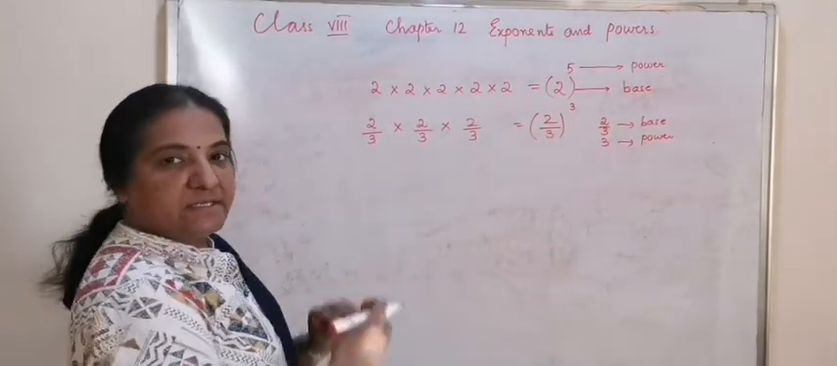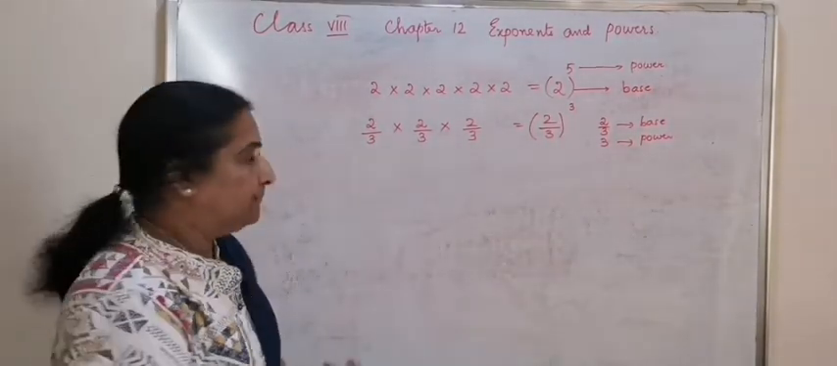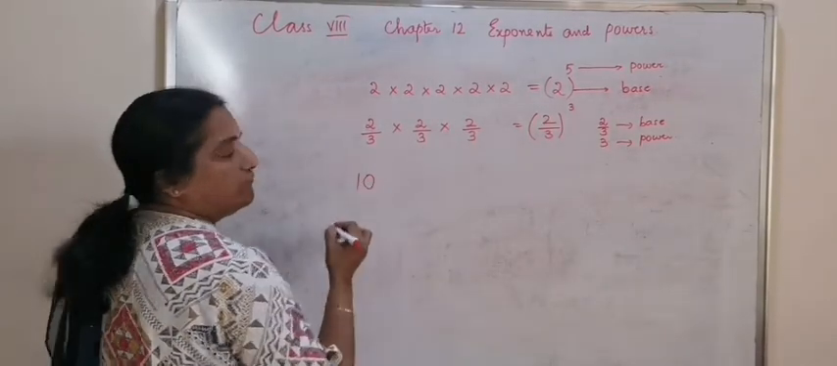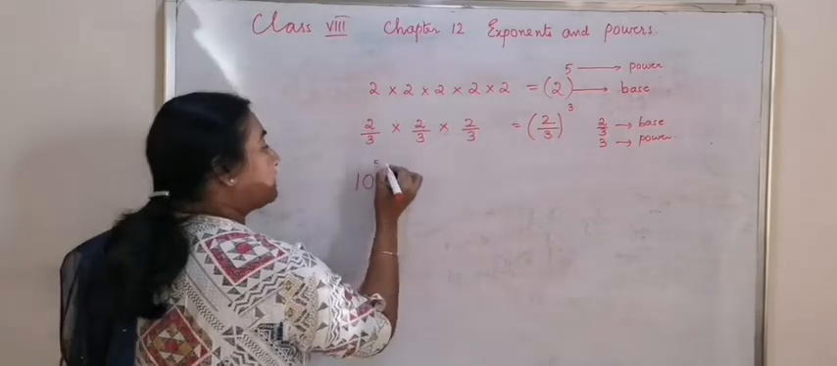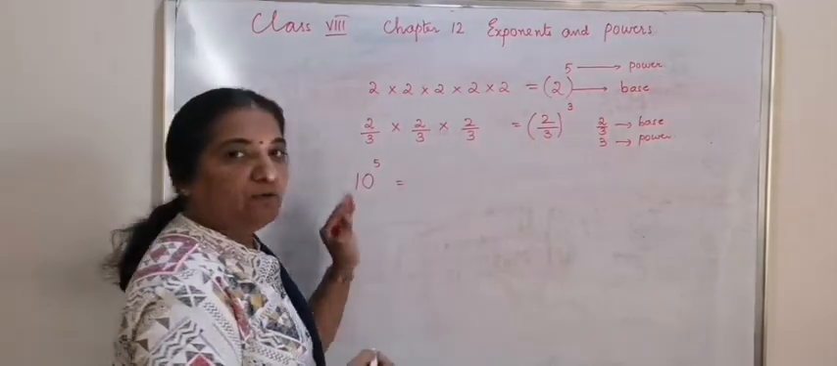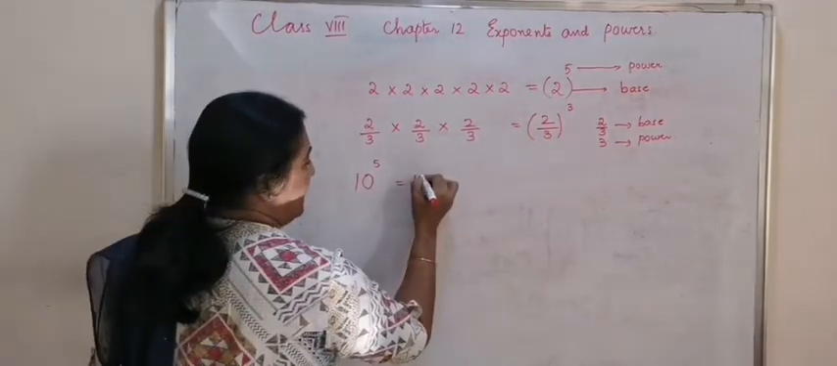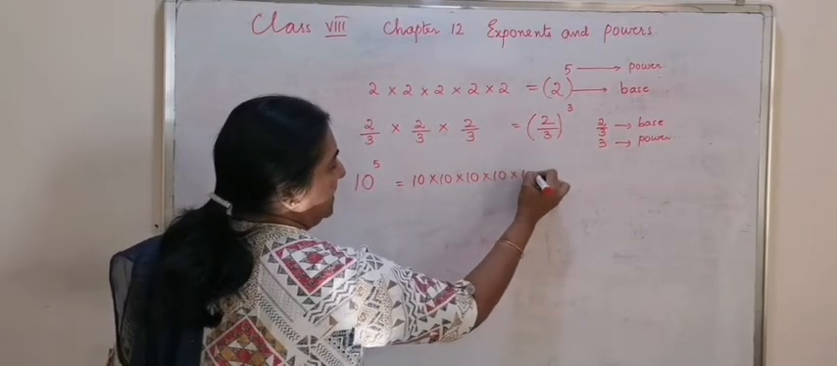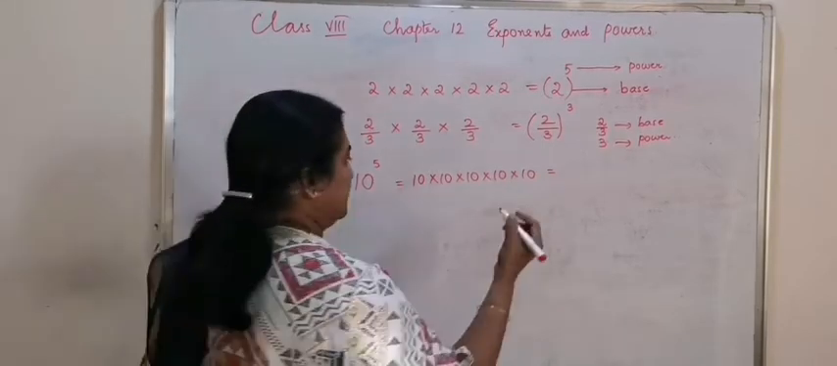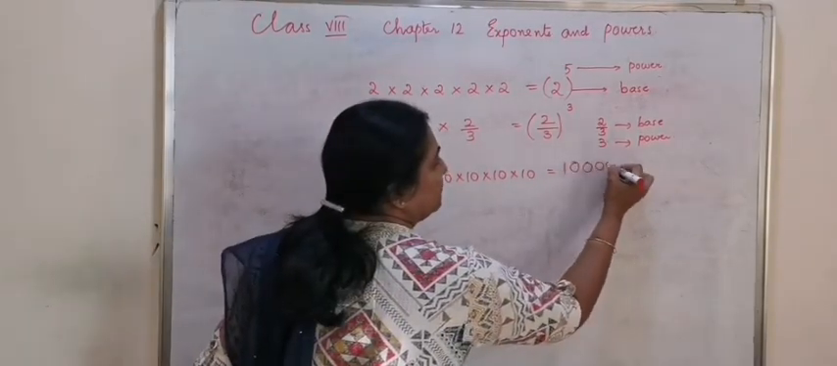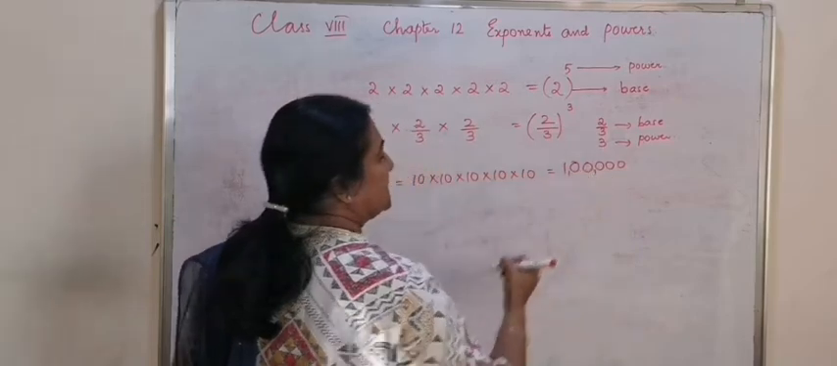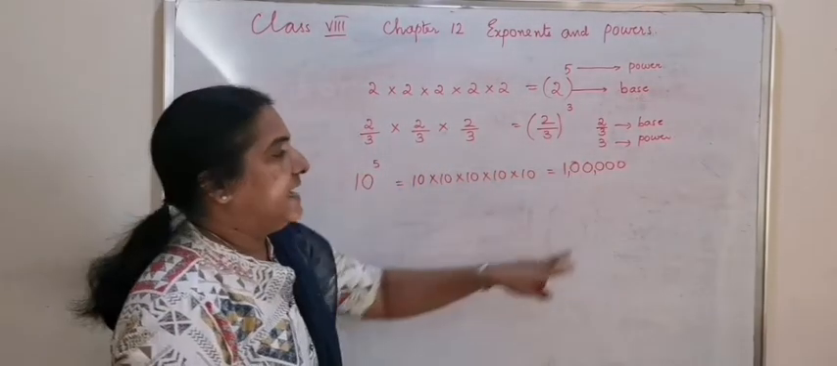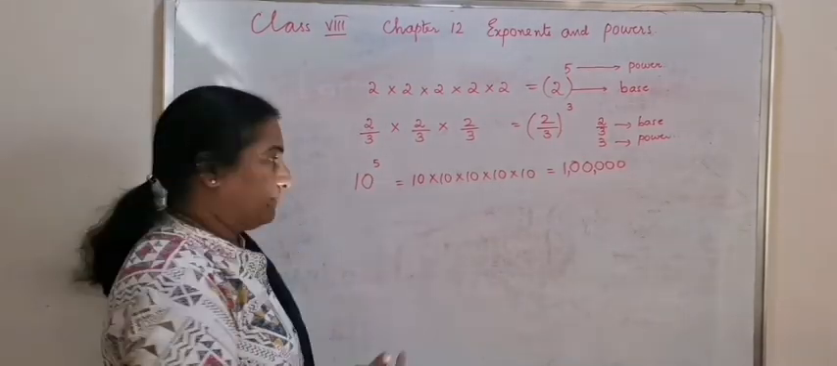And now, similarly, let's take the meaning of 10 to the power of 5. As you have learned now, 10 to the power of 5 is the same as 10 into 10 into 10 into 10 into 10, and the answer is 1 followed by 5 zeros, and it is 1 lakh.